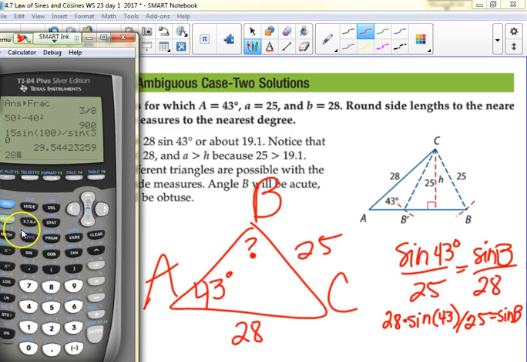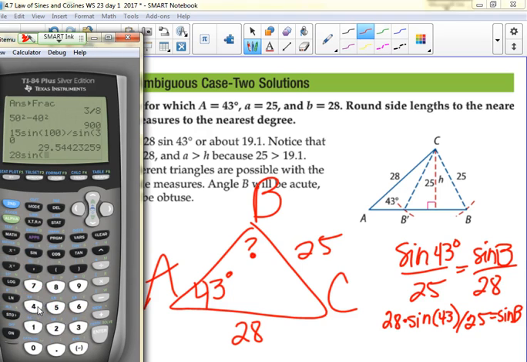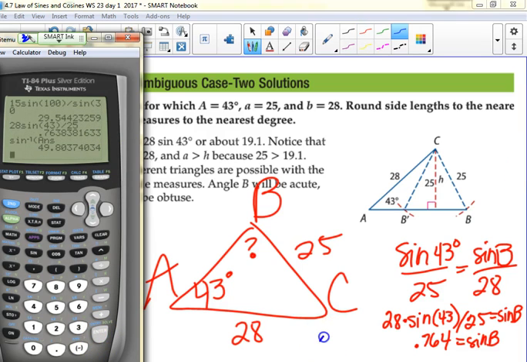Pull up my calculator. 28 times sine of 43, close, divided by 25, and I get a decimal. 0.764. I'm not going to round it, but I'll round it for my paper here. Now what? Yeah, I have to undo that, inverse sine, second sine of that answer. I use that so that I keep all the decimal places. I got 49.8 degrees.